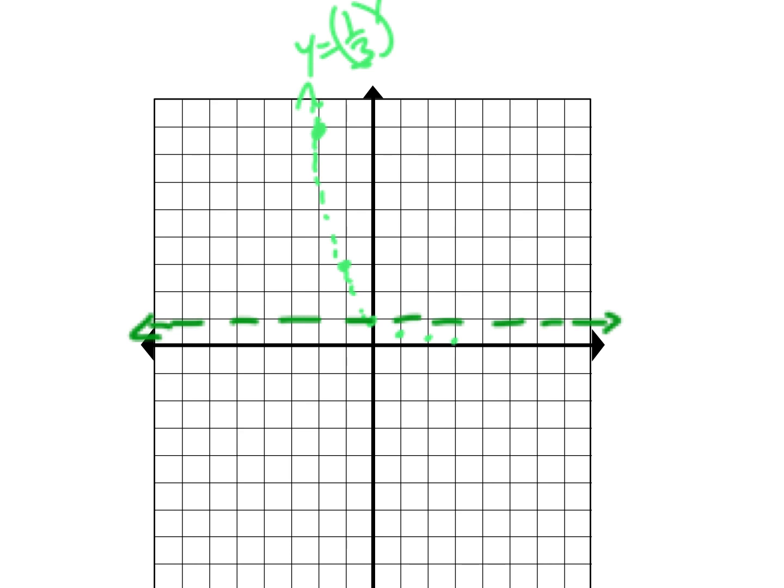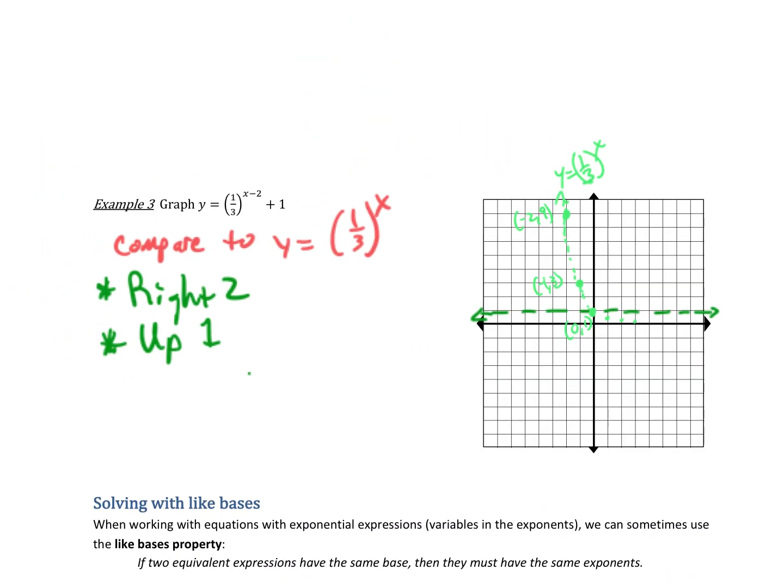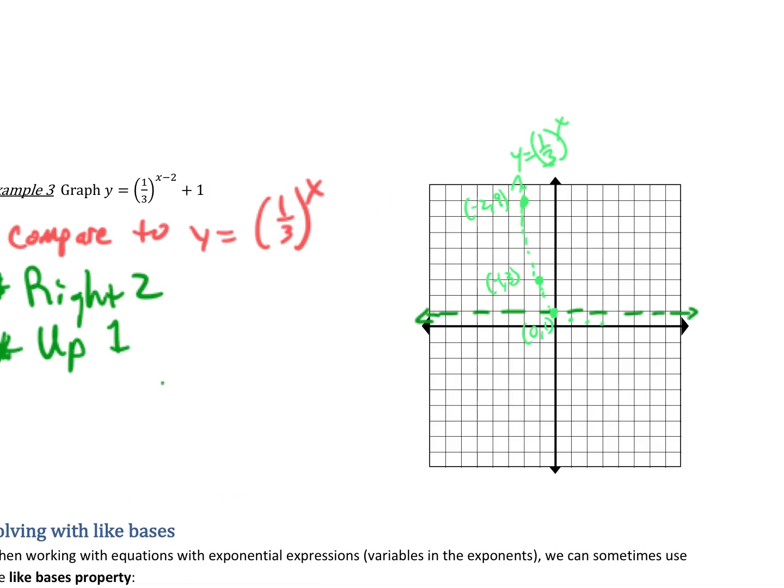Now going back to the non-translated graph, we got this point at 0, 1. We've got this point and this point. Okay, that point is at 0, 1. This point is at negative 1, 3. This point is at negative 2, 9. Now, once you realize you're moving right 2 and up 1, right 2 and up 1, we can keep those numbers in mind. Right 2, up 1, right 2, up 1, right 2, up 1.